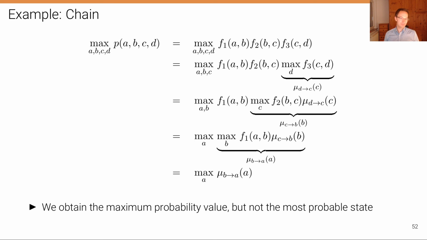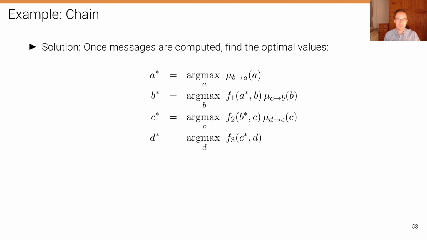Now, what we do with this algorithm actually is we obtain the maximal probability value. But that's not what we were after. We wanted to know the most probable state. So we haven't arrived at the goal yet. And this is only the first step.